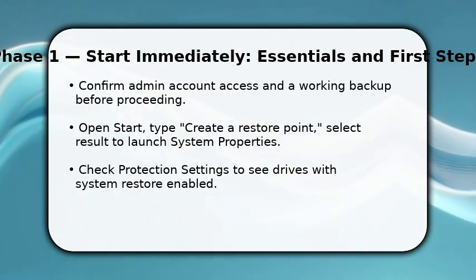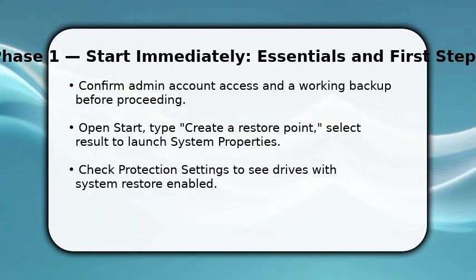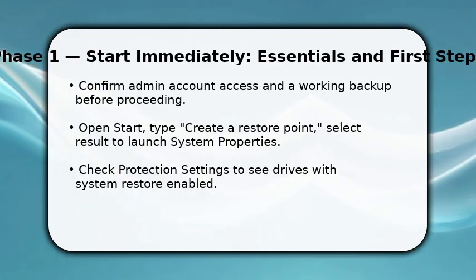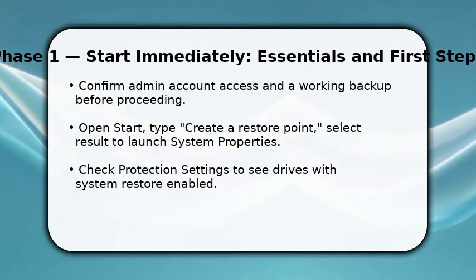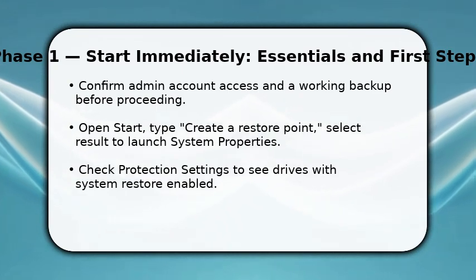In the System Properties window, look at Protection settings to see which drives have protection turned on. This tells you where restore points can exist. If a drive is off, you can enable protection now. Do that before you proceed, because restore points only exist for protected volumes.